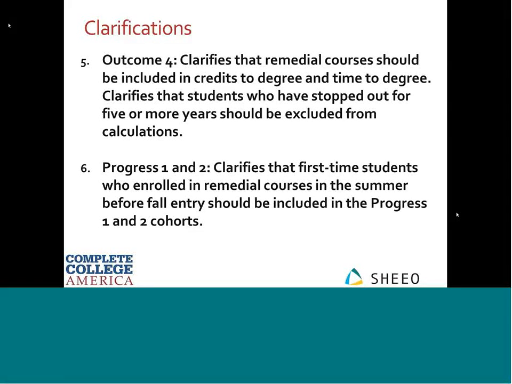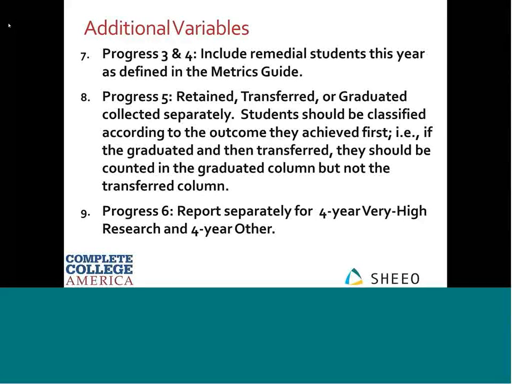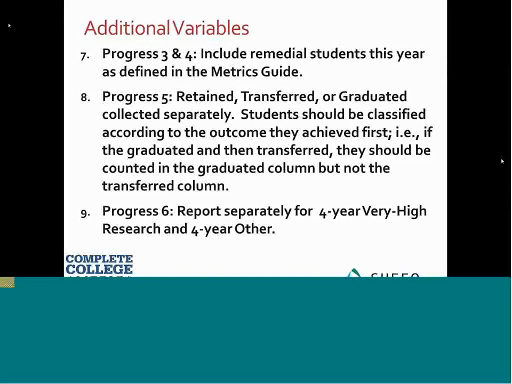Again, that was from feedback that we got that we were undercounting students who needed remediation, those coming out of high school in particular, and to get a better read on the actual need that we needed to include those students who started in the summer term. Next slide, please. In progress 3 and 4, we've asked that remedial students be included. Those were in the metrics guide, but had not been included in the actual collection last year. As a disaggregation category, we want to make sure that's included this time around.